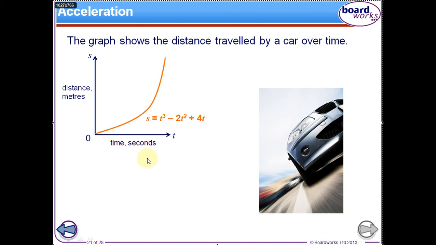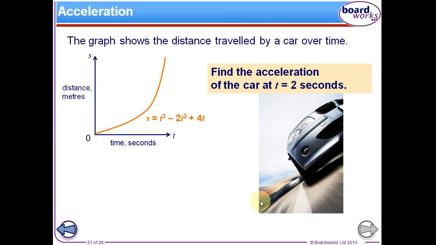The first thing is you can find the speed first. This is actually displacement, not distance. Let me run through the board work first: the acceleration of the car at t equals 2 seconds. Velocity is change in distance over time. The difference between displacement and distance is that displacement is a vector quantity, and distance is a scalar quantity. Displacement is a distance in a specified direction.